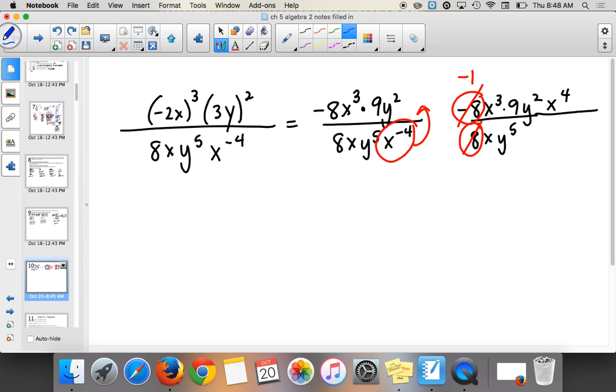All right, and then my x's. So I have x cubed, I have an x to the 4th on top. So I get a total of how many x's on top? 7, and then I have 1 x on the bottom. So I'm going to have 6 left on top, right? So I'm going to have a negative 1, and then I'm going to have an x to the 6th.